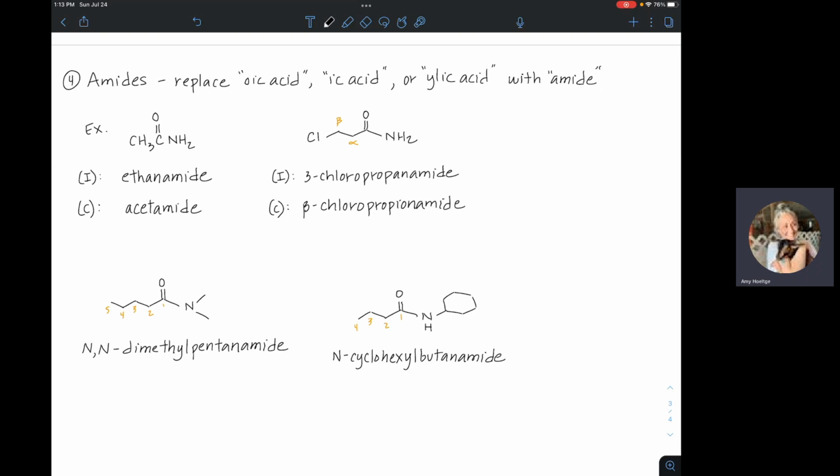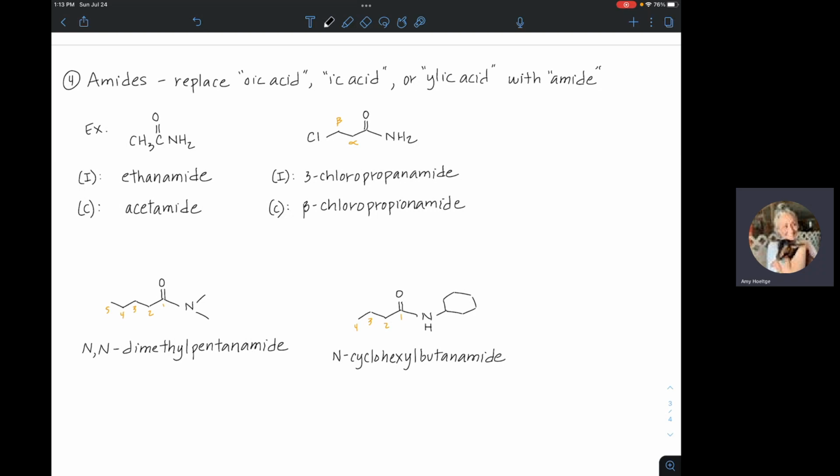It's literally just, if you imagine drawing the structure from the name, you're going to be working from right to left. If you're going to be looking at a structure and then naming it, you're going to write it down from left to right. Either way, you should be able to either draw a structure or a name from a structure just by looking at it.